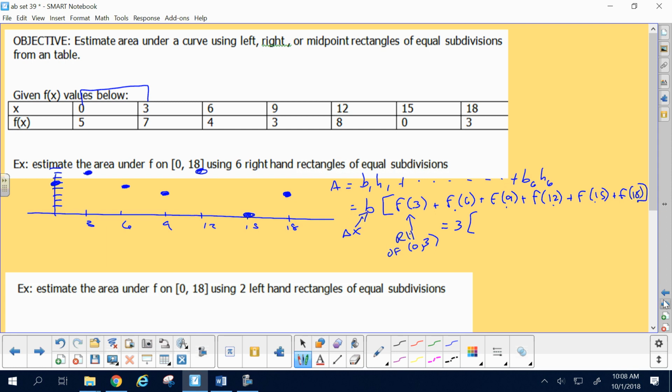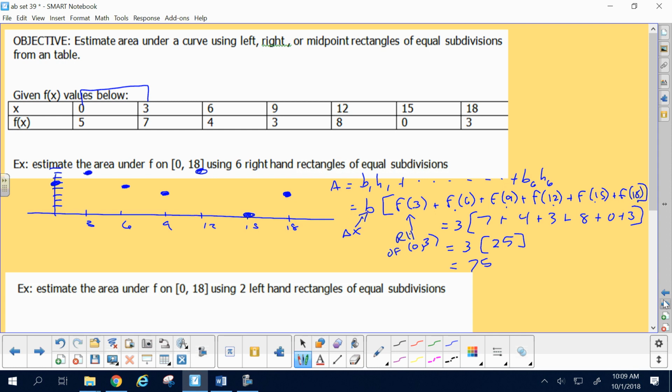Starting at 3 and going up, my heights will be 7, 4, 3, 8, 0, 3. Yeah? 7 plus 4 plus 3 plus 8 plus 0 plus 3. I'm using 6 of the 7 values. I'm not using the first one because that's a left-hand edge. After that, it's arithmetic. What's the total in there? Don't you even think about touching your calculator, you lose it. 11, 14, 22, 25? I agree. So the total area under the curve is, at least our estimate is, 75.